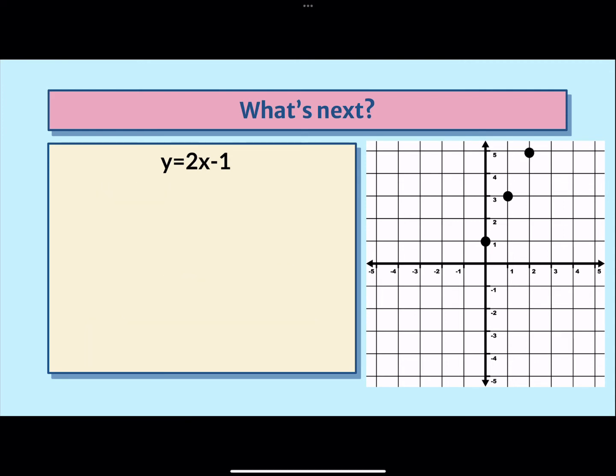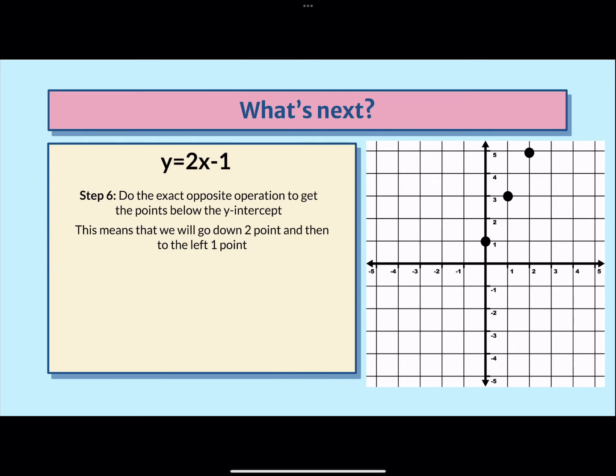Now that we have the points above the y-intercept, we need to find the points below the y-intercept. To do this, we do the same operation but in the opposite direction. So instead of rising up 2, we will go down 2, and instead of running to the right 1, we will go to the left 1. And we will again do this until we run out of room on the grid.